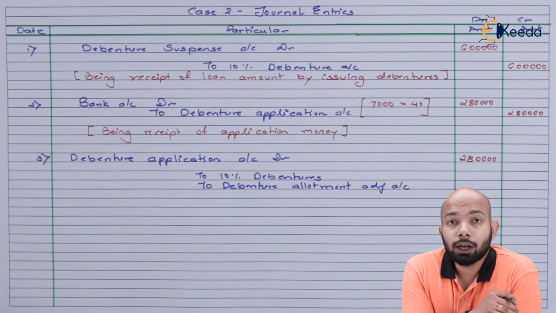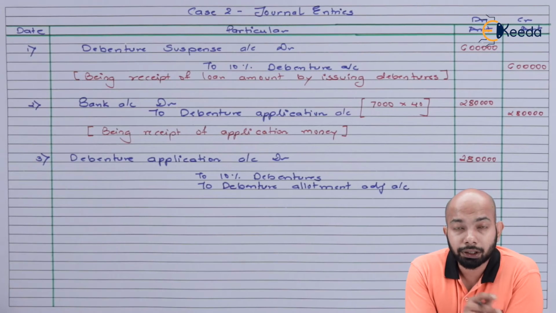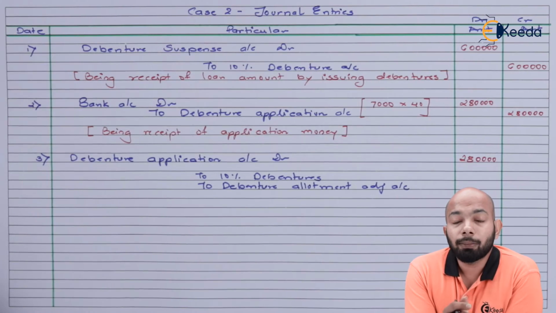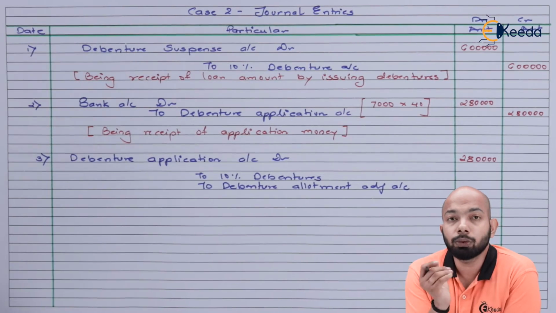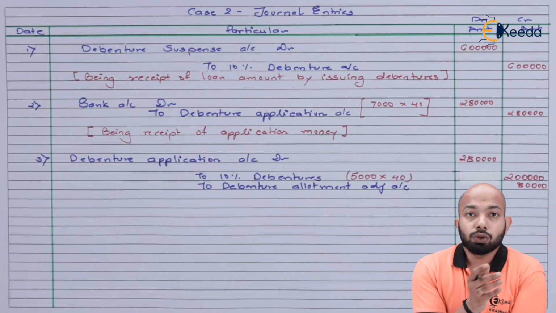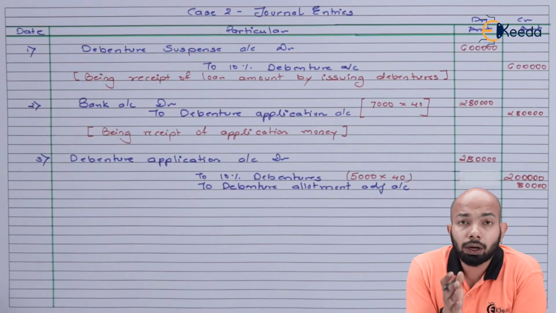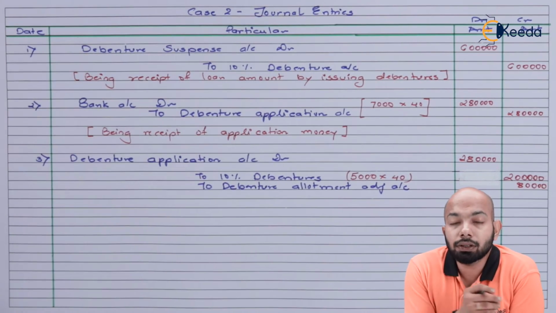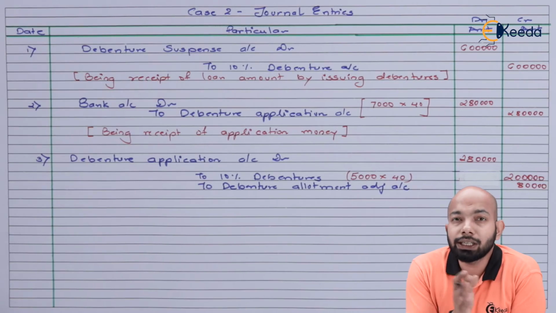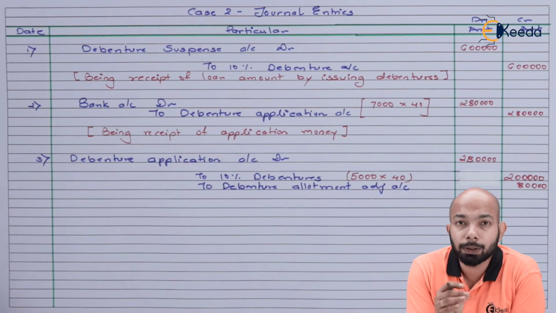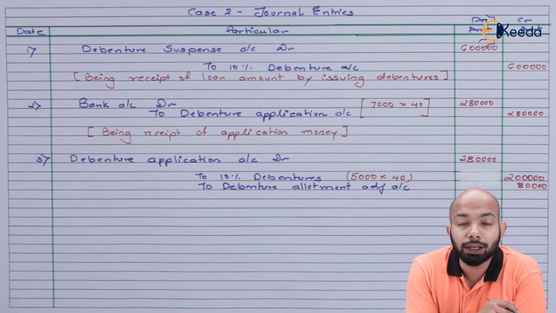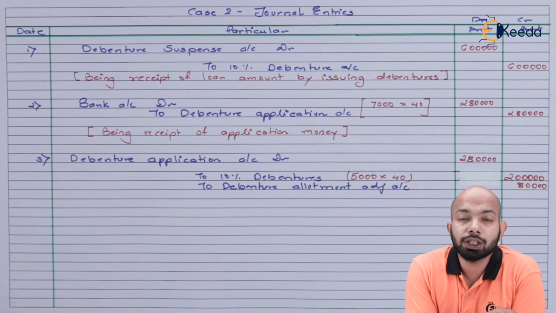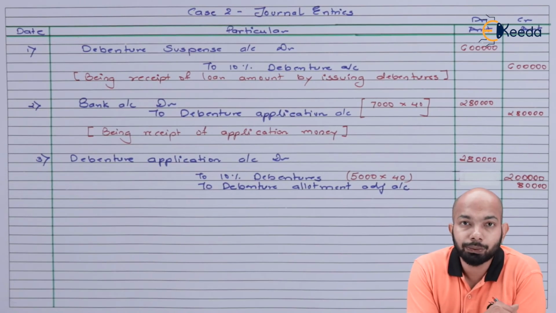So 2,80,000 is the total amount that we have received here, out of which the amount that can be transferred to debenture capital account will be 5,000 multiplied by 40. The rest of the difference will be moved to the allotment adjustment account. So the allotment adjustment account will have 80,000. 2 lakh is the only capital that can be transferred to 10% debenture account. Let's mention the narration, post which we'll go ahead and mention the entry for allotment due.